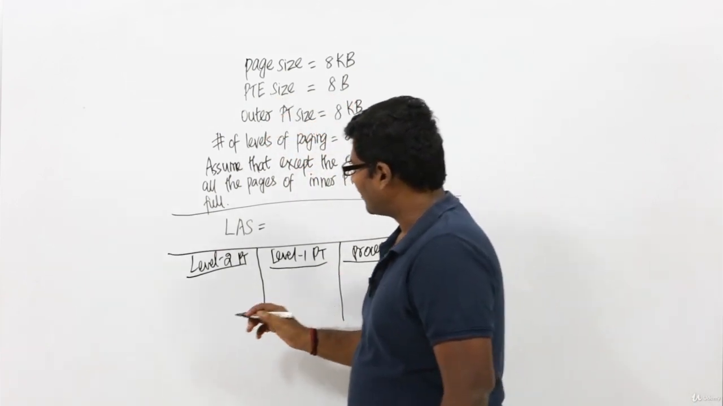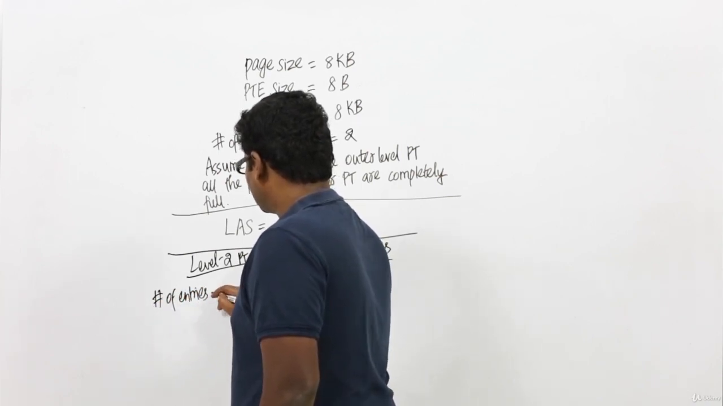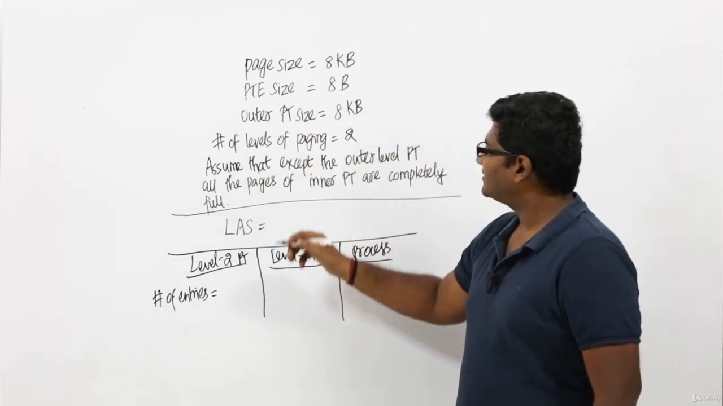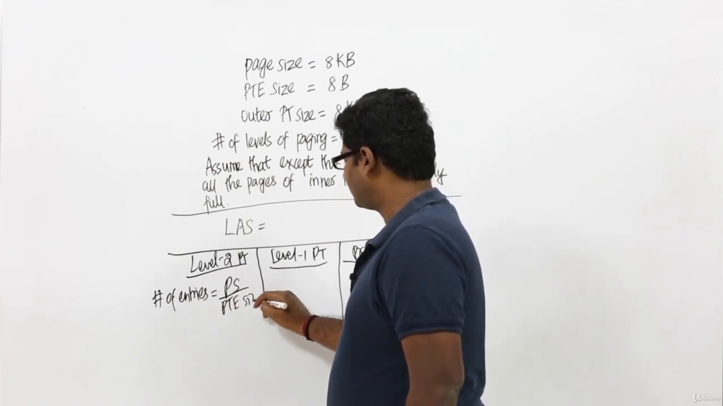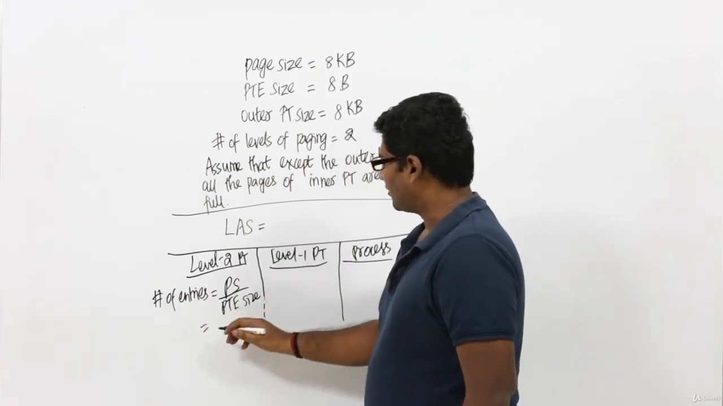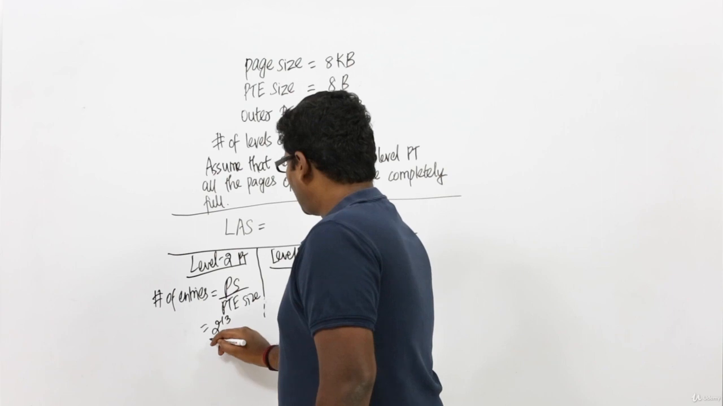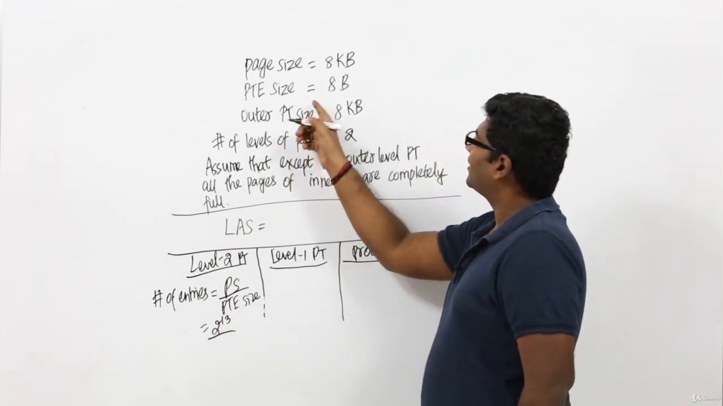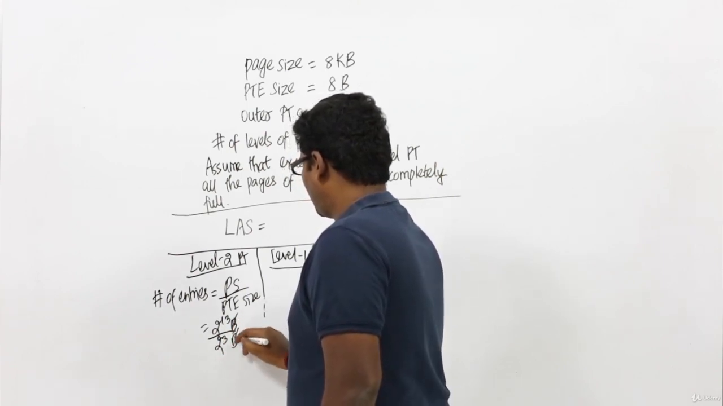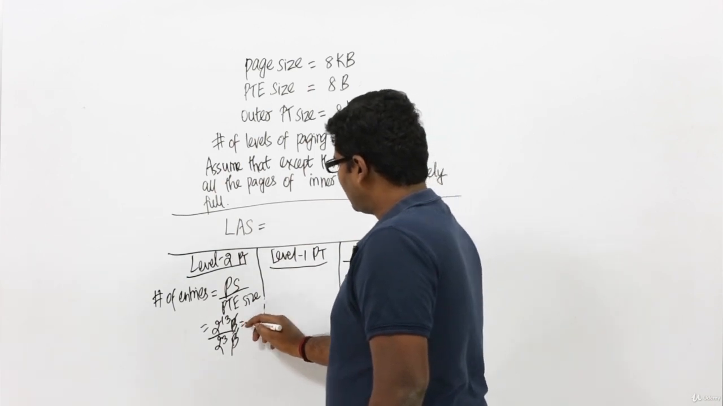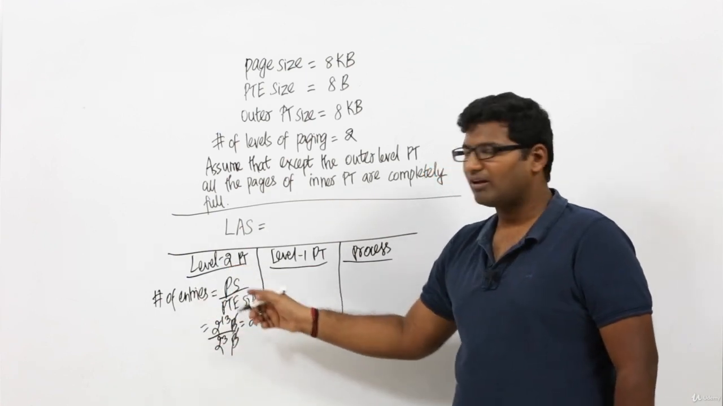So from this we can say that total number of entries in outer page table is nothing but page size divided by page table entry size, right? See, page size is nothing but 2 power 13 bytes divided by page table entry size. They have given it as 2 power 3 bytes. So 2 power 13 divided by 2 power 3 is nothing but 2 power 10. So we have a total of 2 power 10 entries in this level of page table.